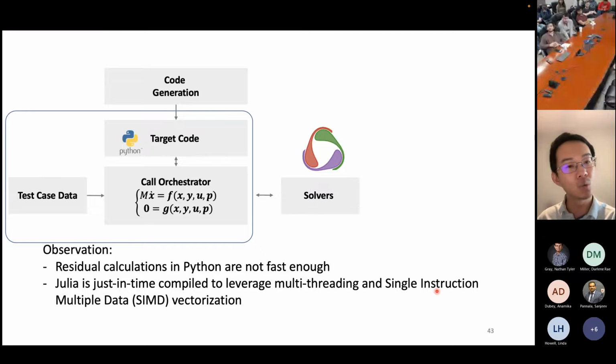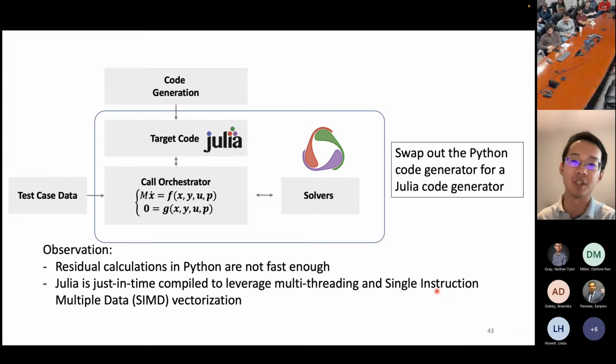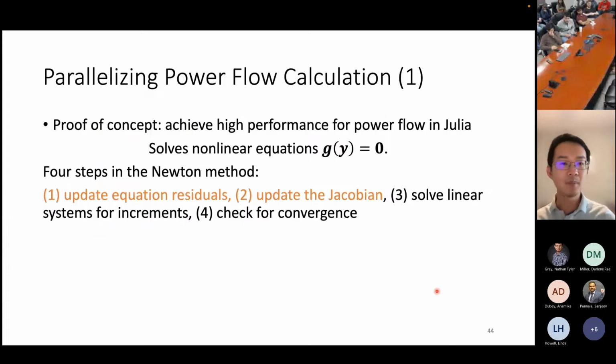So can we swap out the Python code generator and swap in a Julia-based code generator so that the whole code base is in Julia, can be compiled, and achieve high efficiency? I did a proof of concept study.